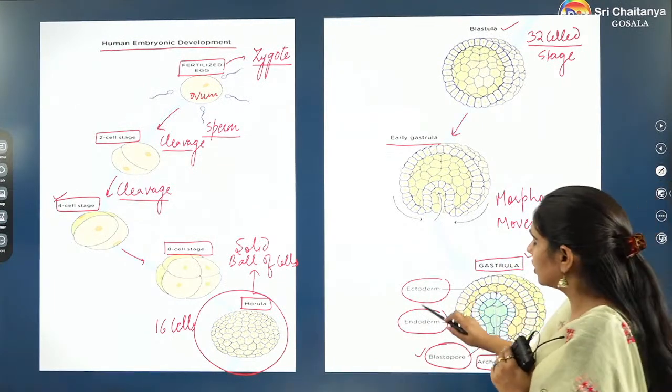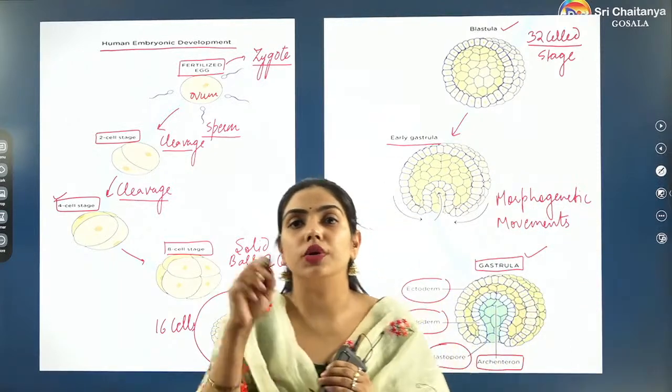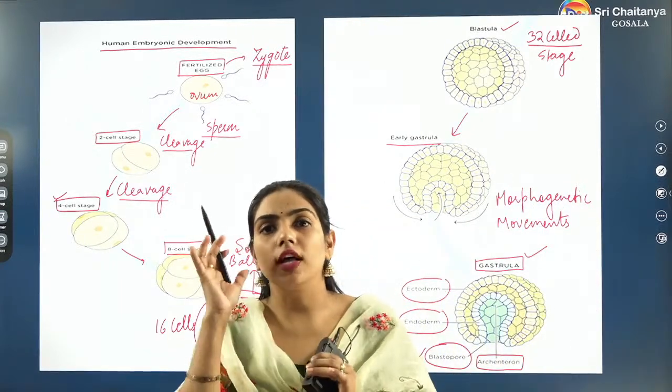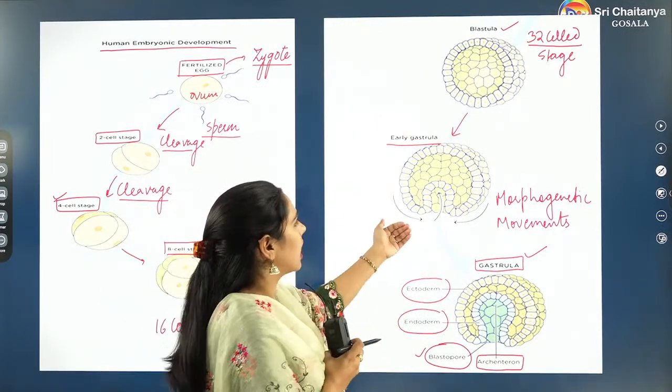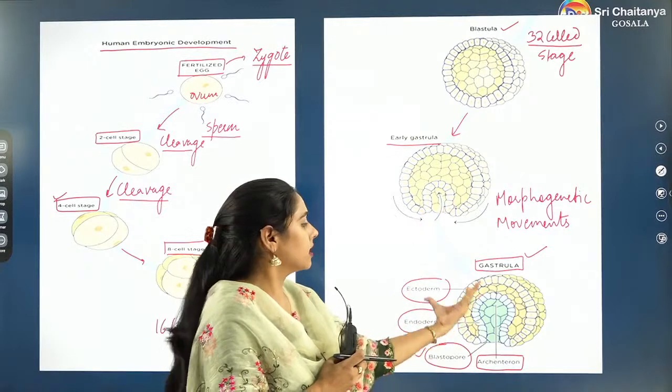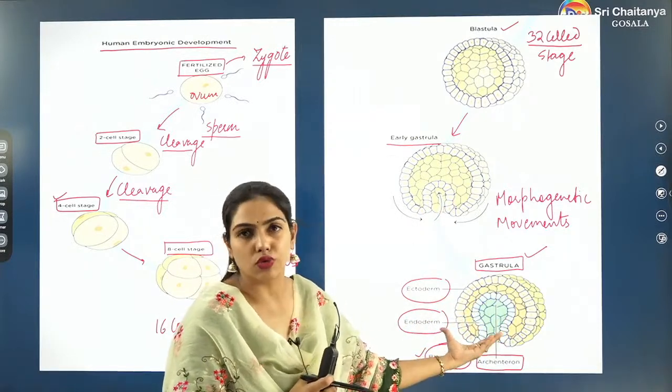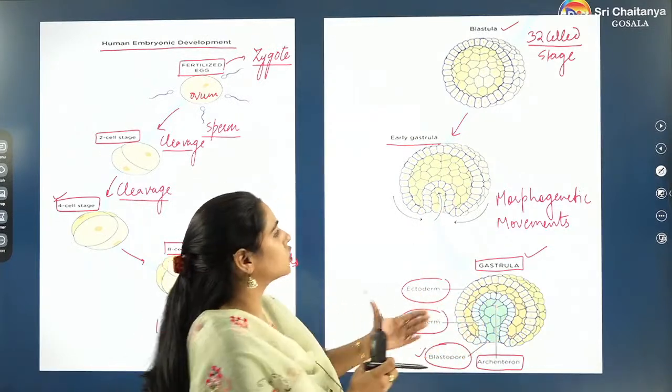In between ectoderm and endoderm, mesoderm is going to be formed. Alright. So all these 3 germ layers are going to be formed after the blastula. When all these germ layers have formed, that structure we will call gastrula. So I hope you have understood this.